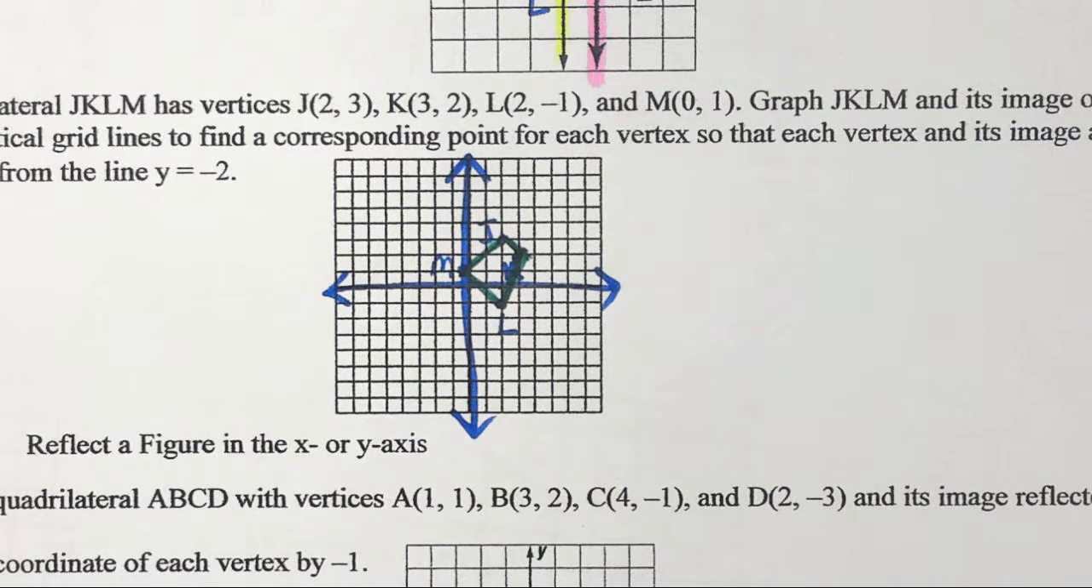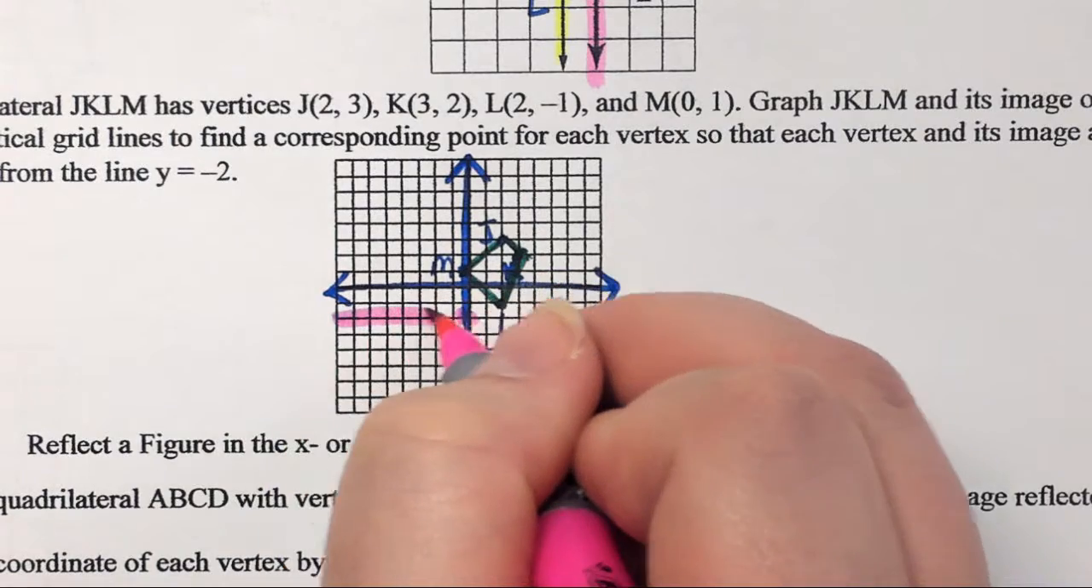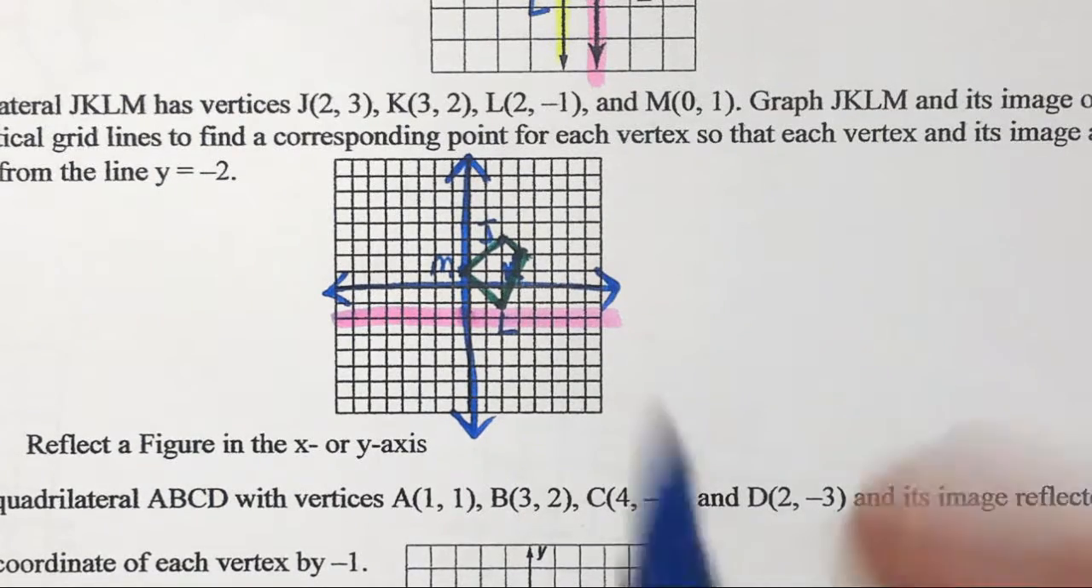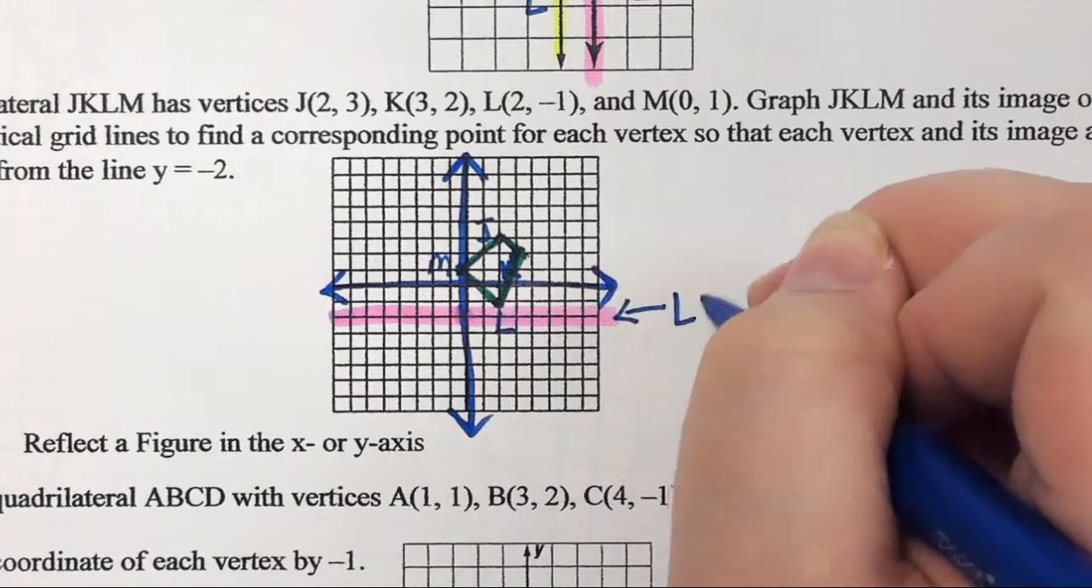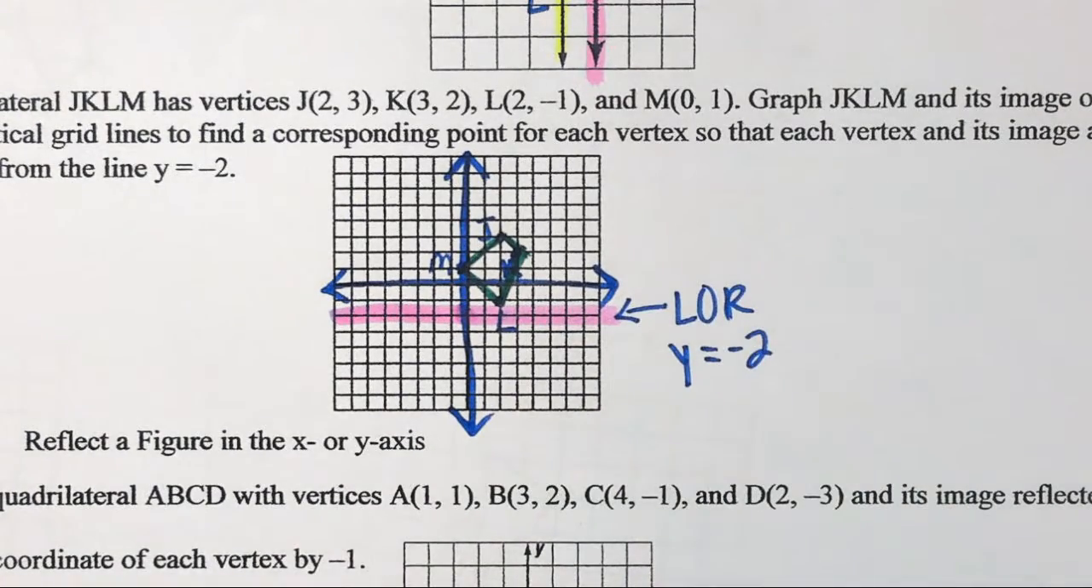Okay, well it says the line of reflection is y equals negative 2. If y is negative 2, that happens down here. So my pink line, my line of reflection, is actually a horizontal line. And if you want to write it in and explain that's the line of reflection, y equals negative 2, you sure can. Do you have to do all that? No.